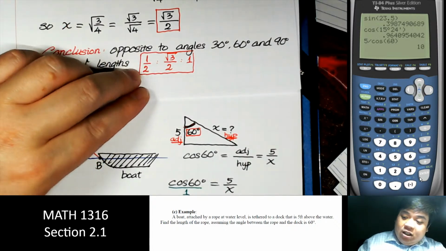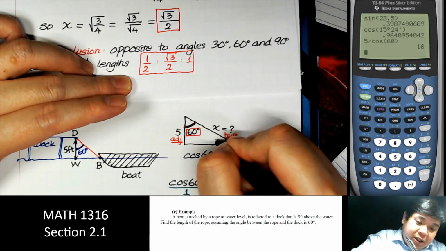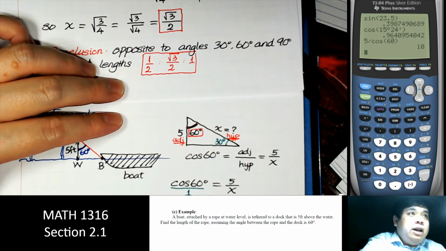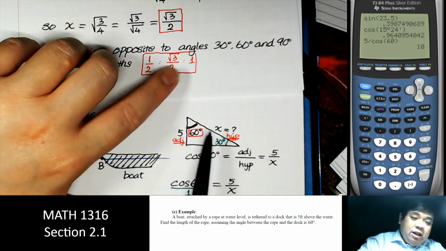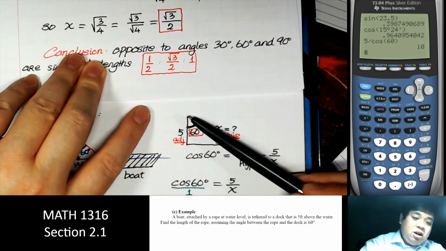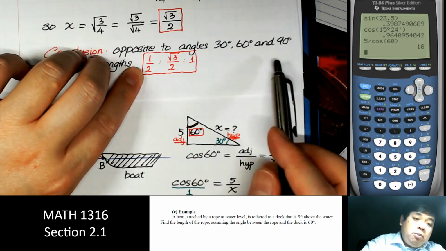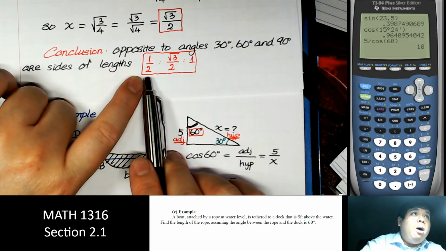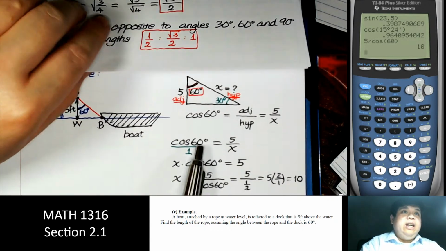If that is 60 degrees, this will be 30 degrees. And opposite to 30 degrees is 1/2, and opposite to 90 is 1. So this side is going to be twice as long as that side. The side opposite to 90 degrees is twice as long as the side opposite to 30 degrees, which is consistent with what we have here in our problem.